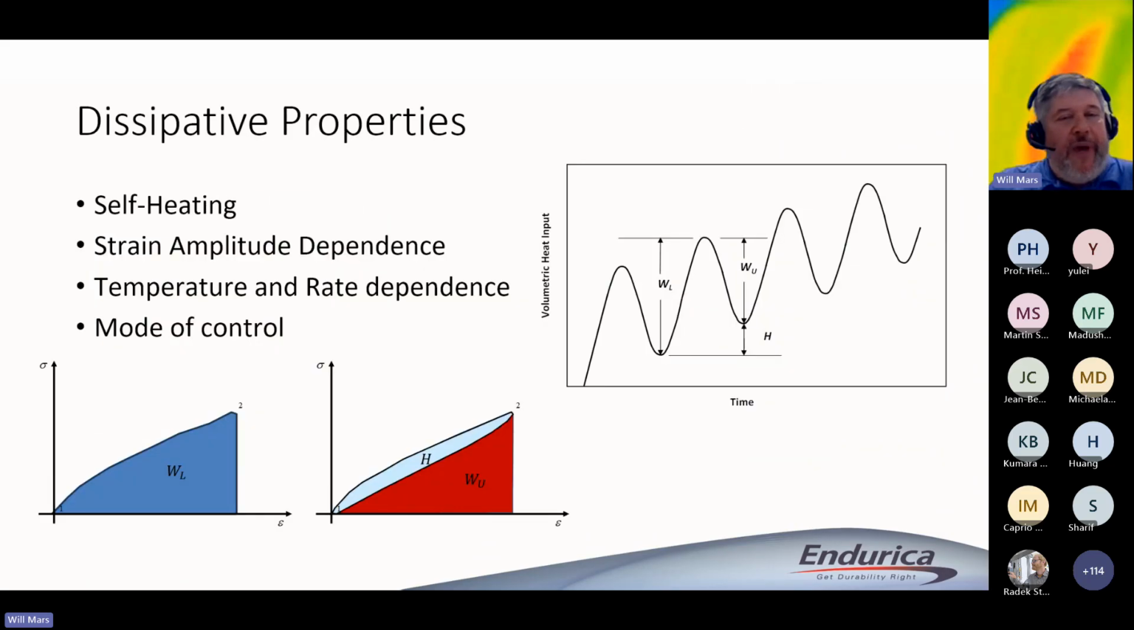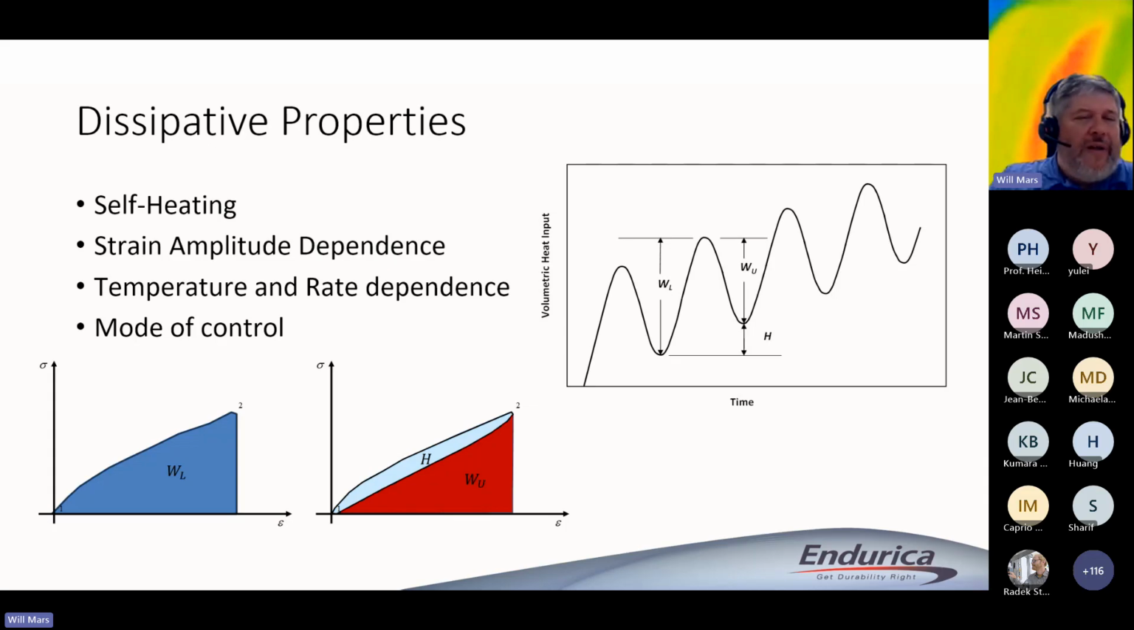We can talk about dissipative properties of the rubber, right? The fact that the work input to the material on the loading stroke is always larger than the work that you can recover during the unloading stroke, and the difference between those is what we call the hysteresis. This is one way to measure viscoelasticity in the rubber, and this is also the basis for developing self-heating models.